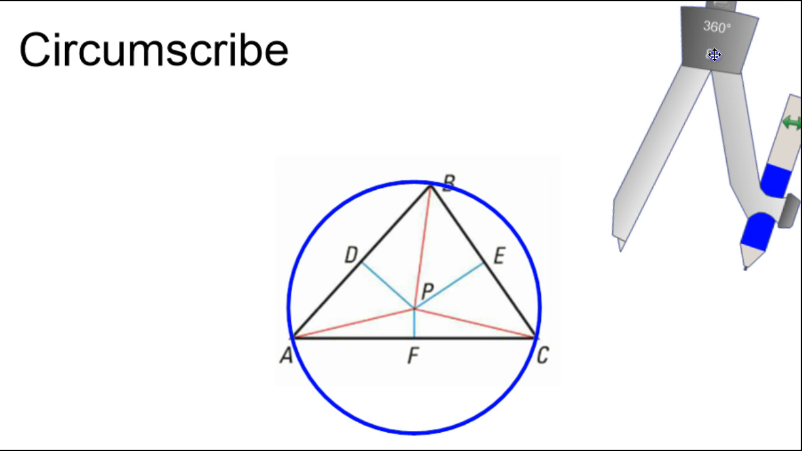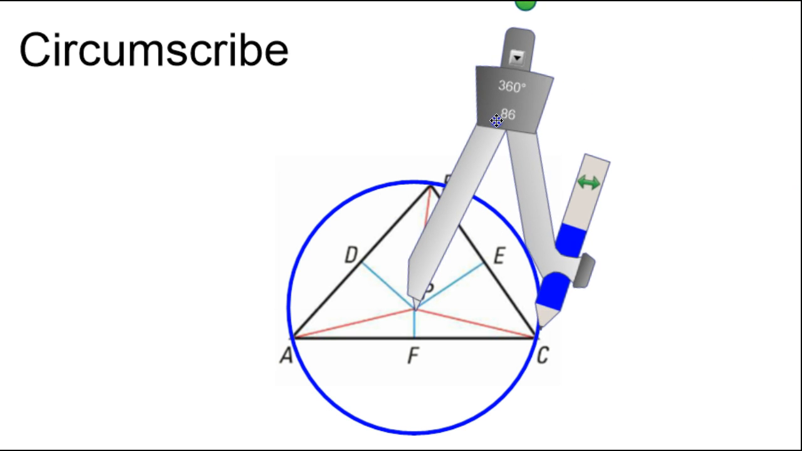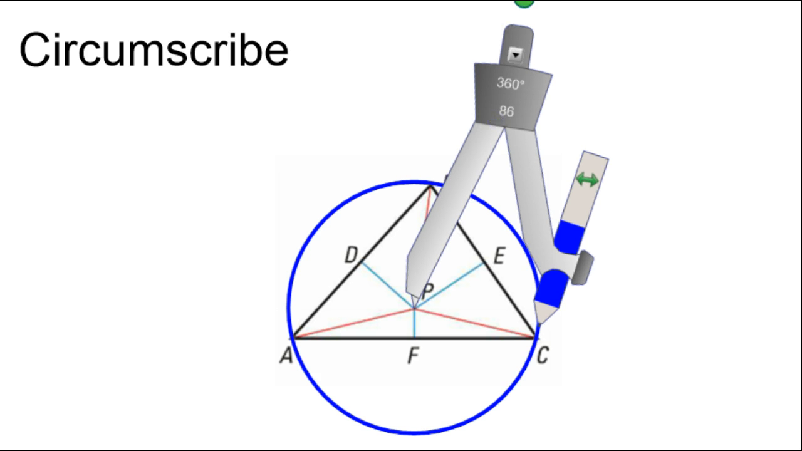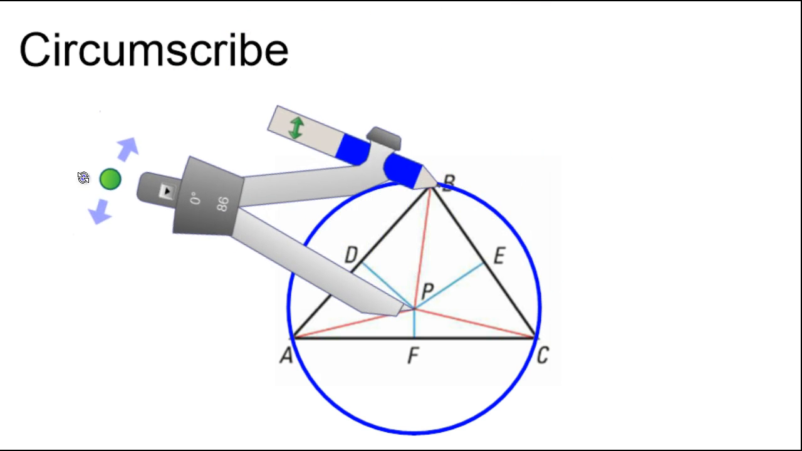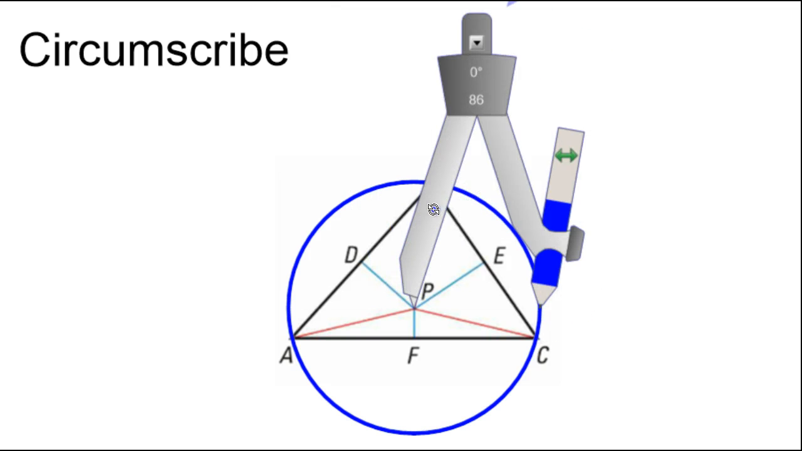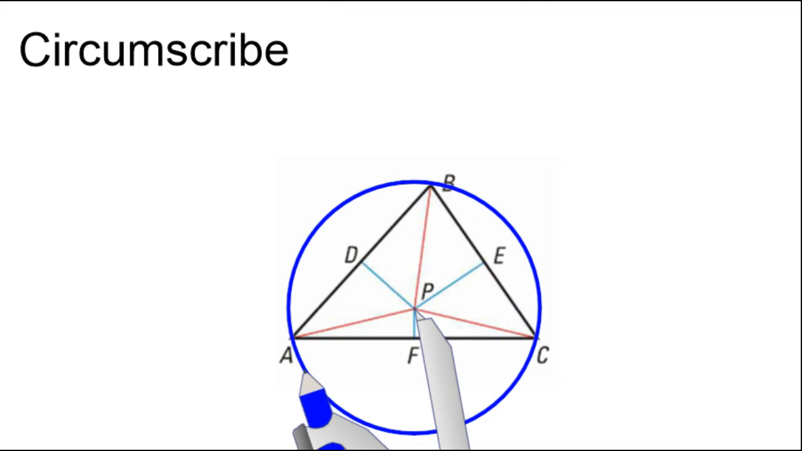So I used the notion of this being my radius to create a circle. So notice it's equidistant here, it's the same distance here, and it's finally the same distance here.